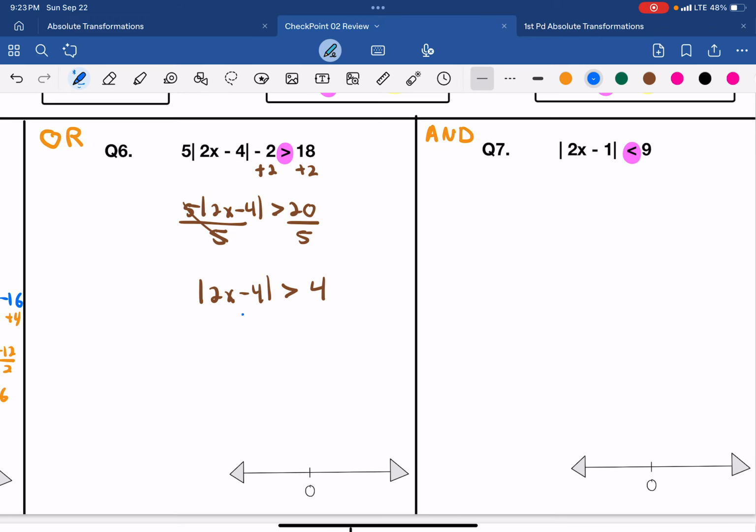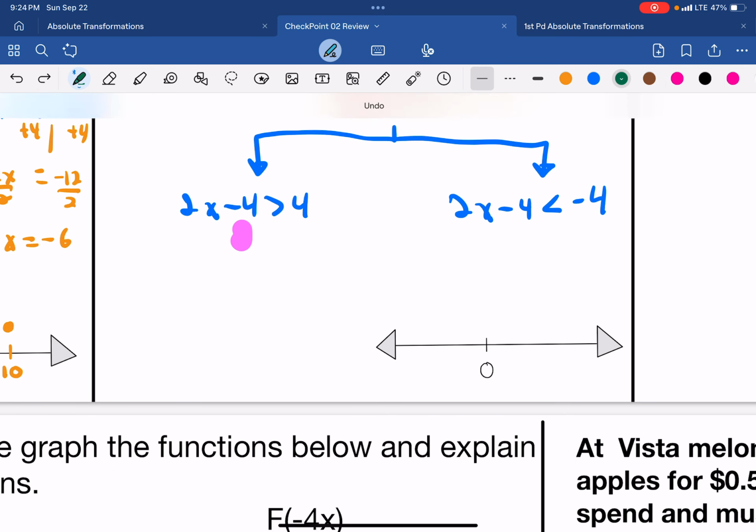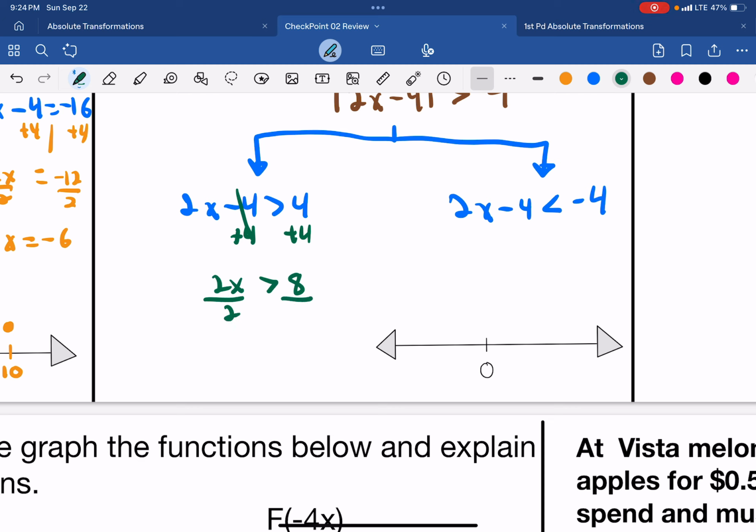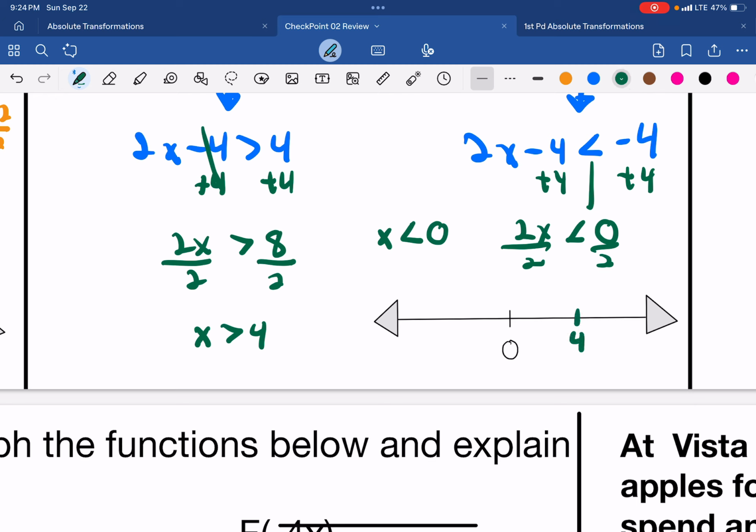So let's go ahead and solve this one first. 2 cases. 2x minus 4 is greater than 4. Second case, you switch the inequality symbol and the sign. And now we solve. We got to get rid of the subtraction of 4 by doing the opposite. Then get rid of the multiplication by division. We do the same thing over here. Negative 4 plus 4 is 0. Then divided by 2. X is less than 0. So this was an OR. So here's 0. Here's 4. We have open circles. And ORs go opposite directions.